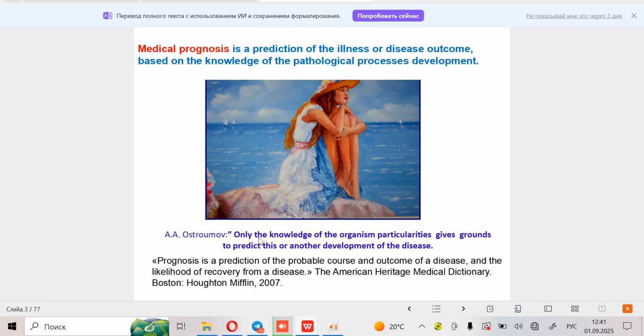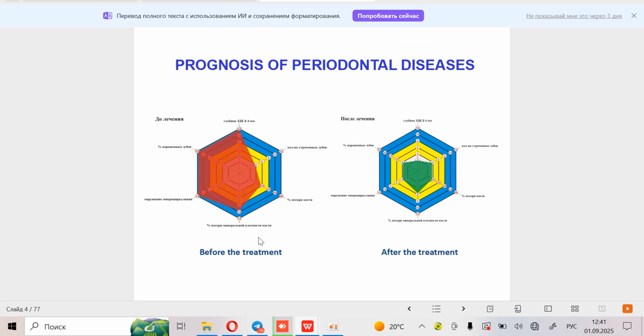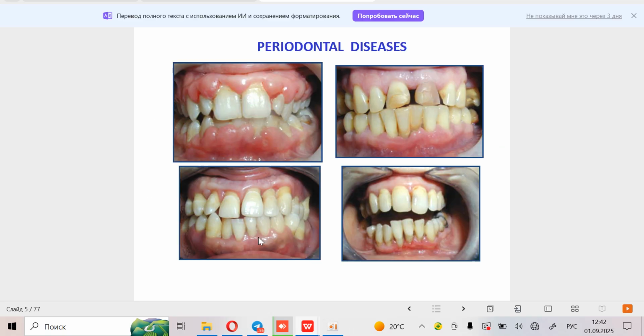Russian famous Dr. Astromov said, "Only the knowledge of the organism particularities gives grounds to predict this or another development of the diseases." Now you can see the mathematical image of prognosis, and this is a diagram that displays major or damaged factors or prognosis criteria on periodontal diseases.